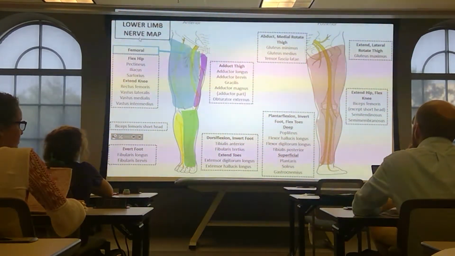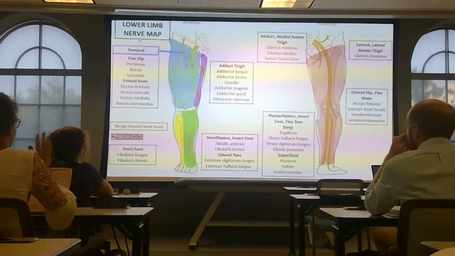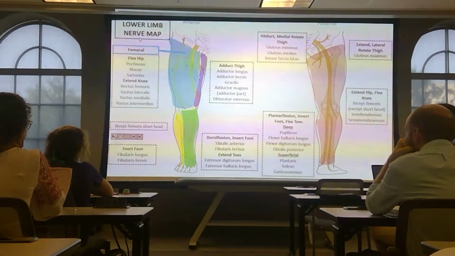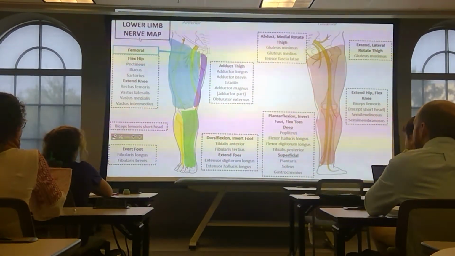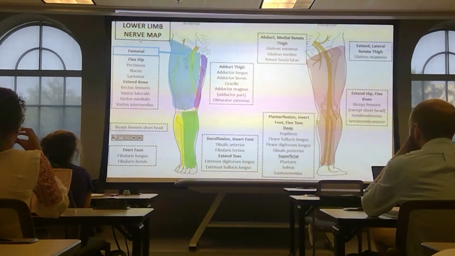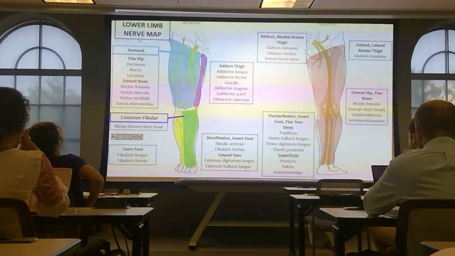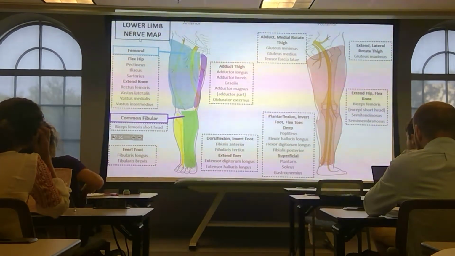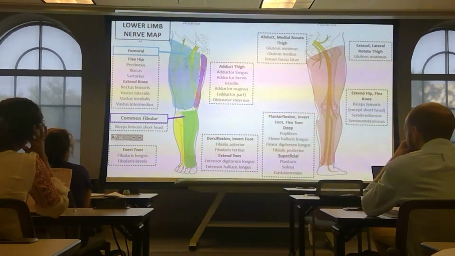So this is just in review. So all the muscles that flex your hip, the pectineus, the iliacus, the sartorius, and then extend your knee, which is all of your vastus and your rectus. That's all going to be femoral. The common fibular, remember, only innervates the short head of the biceps femoris.